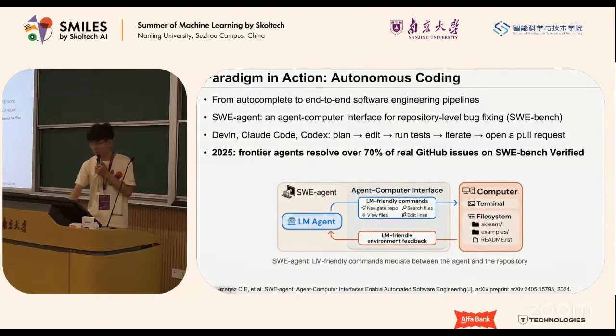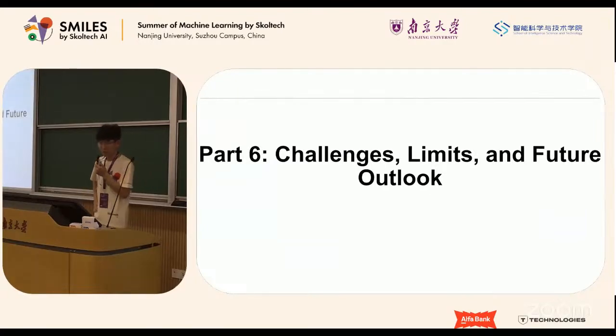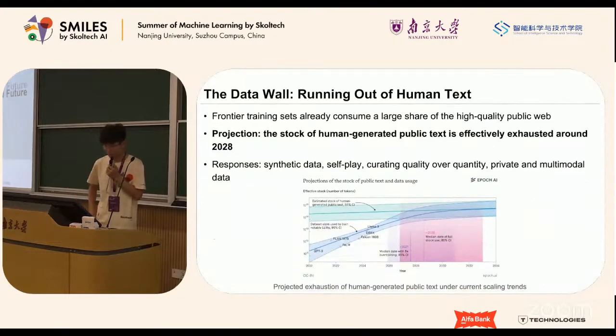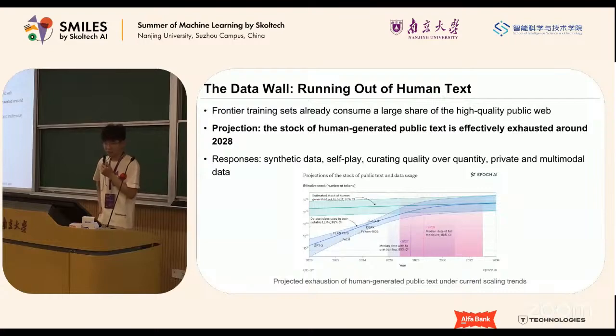Let's move to part 6. We will discuss the challenges, limitations, and the future outlook of existing language models. A major challenge is what researchers call the data wall.